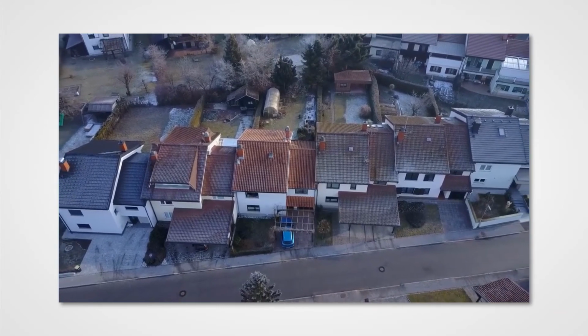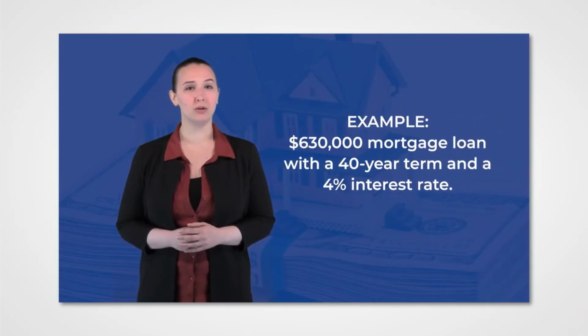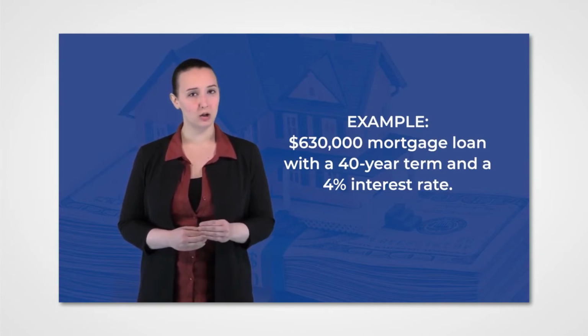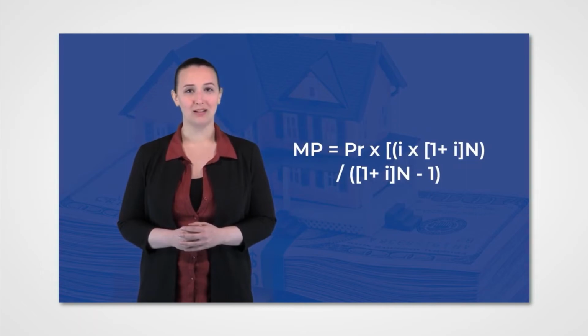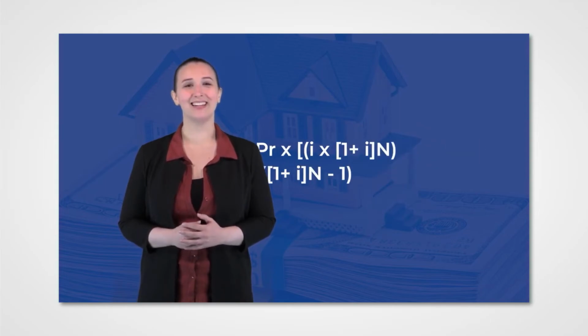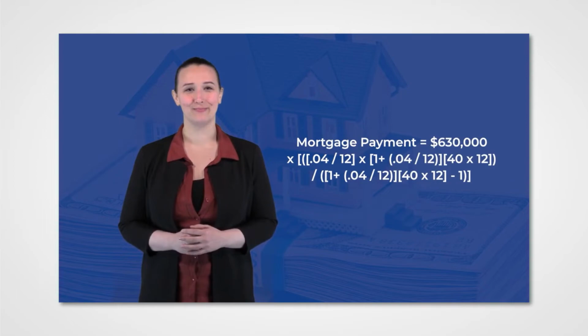Let's say a property owner is paying back a $630,000 mortgage loan with a 40-year term and a 4% interest rate. We'll need to use the following formula to figure out the monthly payment amount. Mortgage payment equals principal times amortization factor. In this case, it looks like this. To simplify this, we should first figure out the monthly interest rate, I, and the number of payments, N.